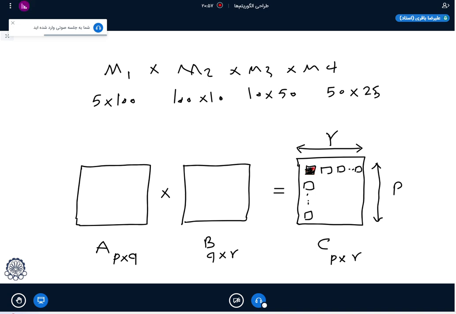Each item of matrix C is computed by multiplication of one row of matrix A in one column of matrix B. Then the number of columns of matrix A is Q. The number of rows of matrix B is also Q. Each element in every row of matrix A is multiplied by an element in a column in matrix B. So the number of multiplications for computing one item of matrix C is Q.